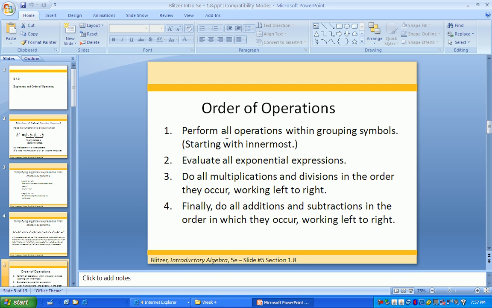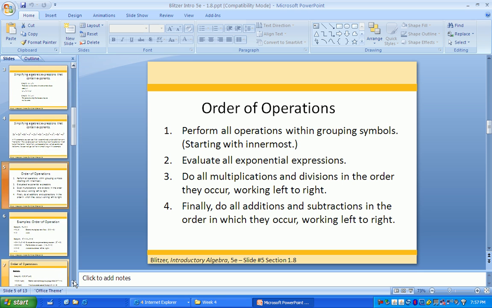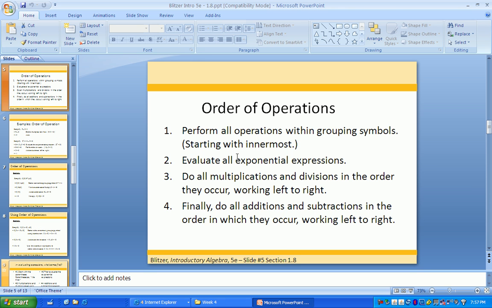So now, order of operations. There are some rules that hopefully you take note of and are able to use, because they're really helpful, and it's really the only way you're going to get the right answer. The first thing you always have to do is perform all operations within grouping symbols, and a grouping symbol is a parentheses, a bracket, or an absolute value sign. You always have to start with the innermost and work your way out.